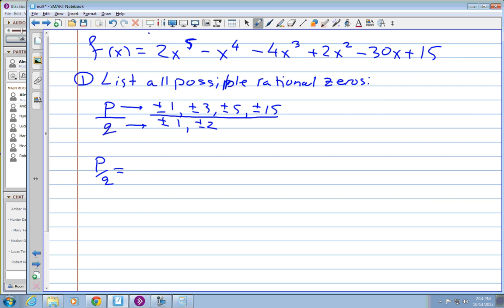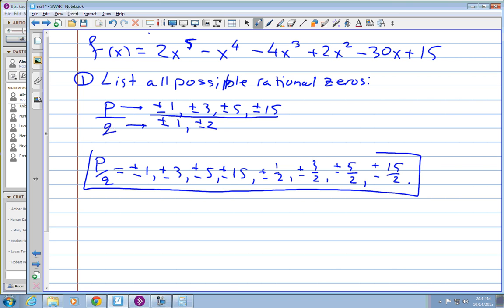So now when you actually start dividing, when you divide by 1, you can get plus or minus 1, plus or minus 3, plus or minus 5, plus or minus 15. And when you divide by 2, you can get plus or minus 1/2, plus or minus 3/2, plus or minus 5/2, plus or minus 15/2. So this right there is the list of all possible rational zeros, which, what, 16 options? That's quite large.